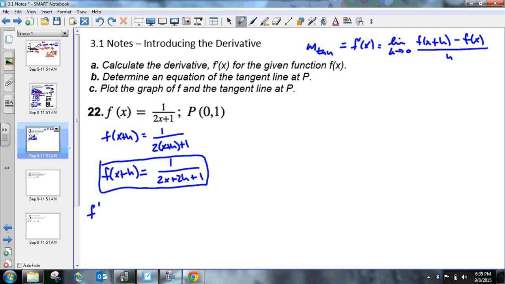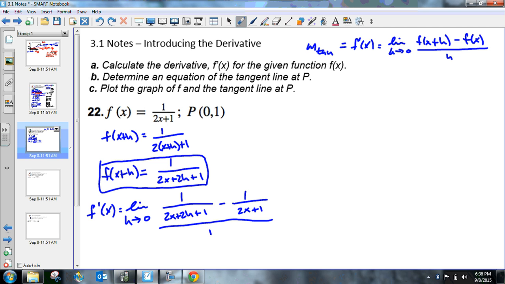So f prime of x is equal to the limit as h approaches 0 of f of x plus h. I'm going to plug in 1 over 2x plus 2h plus 1, and then minus the function f of x, so minus 1 over 2x plus 1. And then remember, folks, this is all over h.